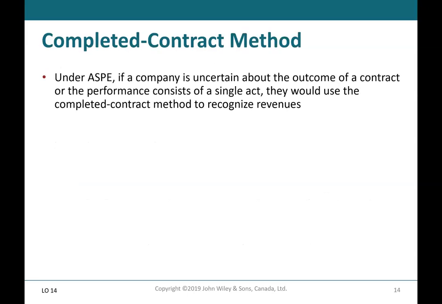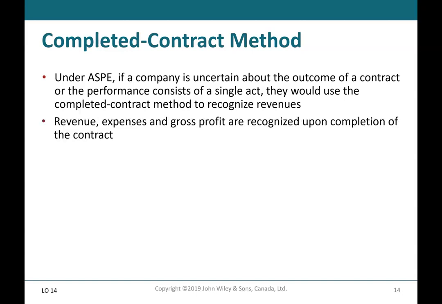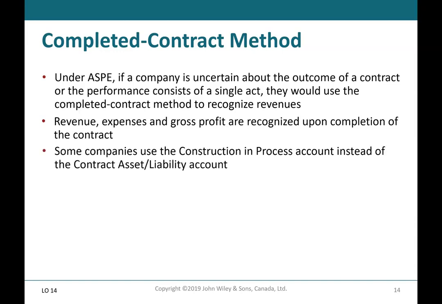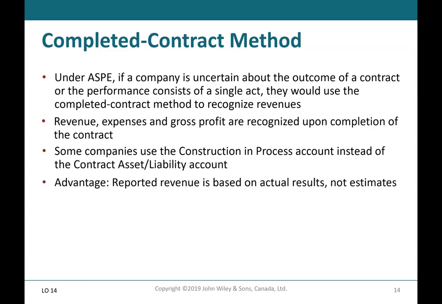Completed contract method. Under ASPE, if a company is uncertain about the outcome of a contract or the performance consists of a single act, they would use the completed contract method to recognize revenues. Revenues, expenses, and gross profit are recognized upon completion of the contract. Some companies use the construction in process account instead of the contract asset/liability account.